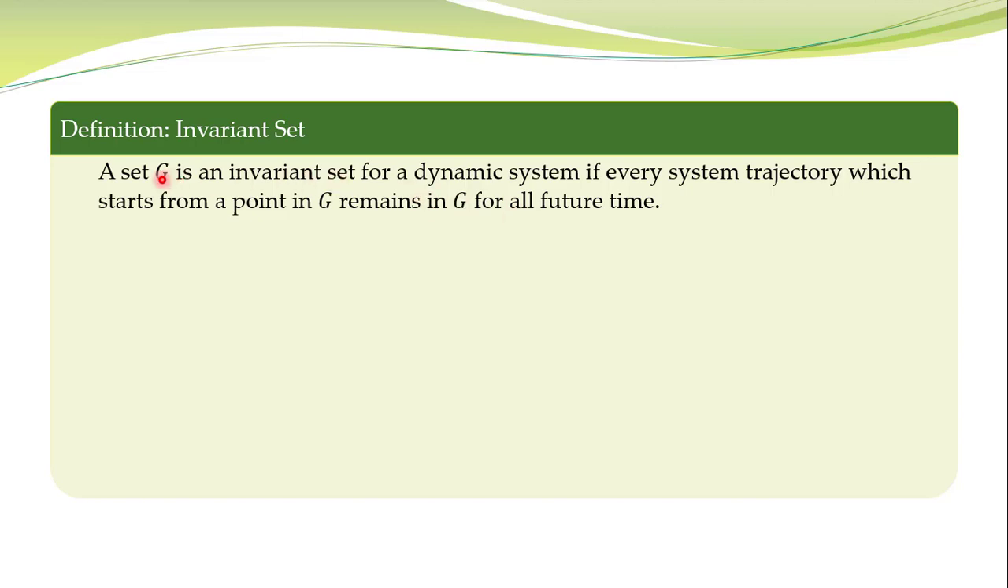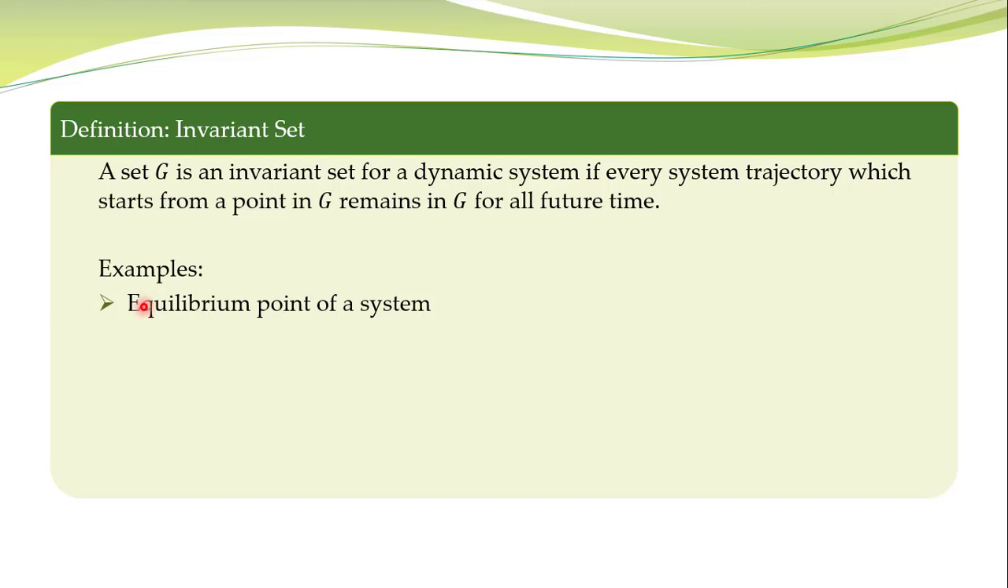A set will be an invariant set if a trajectory starting from within this set will stay in this set. Can you give some examples of invariant sets? Here is one example, and you may give some other examples as well.